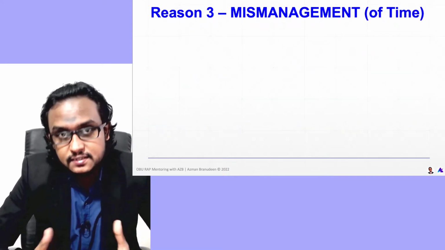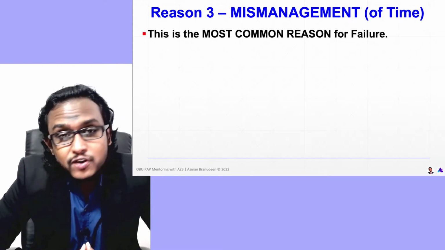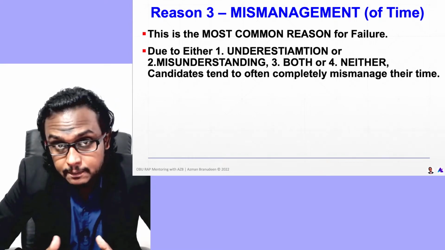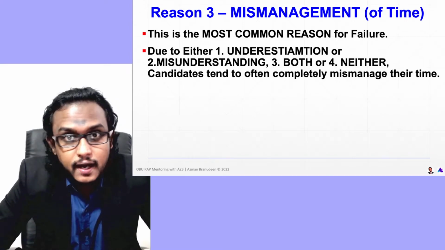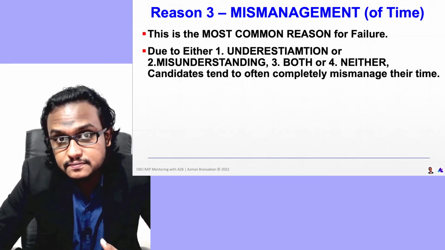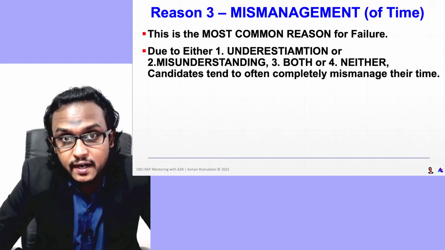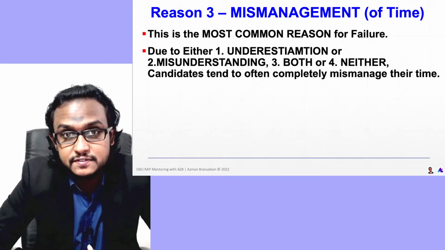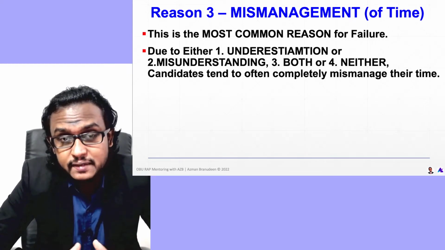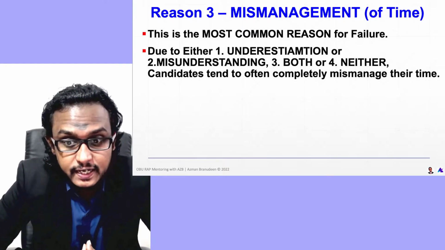The final reason, the third reason, is actually a very straightforward one. It's an easy one, and also the most common reason of failure. This happens due to either one, underestimation, the first point I told you, or two, misunderstanding, or three, both. Some candidates underestimate this project, underestimate the university, and also misunderstand what this whole thing is about. I meet candidates like that all the time, and I have to correct their thinking. I'm hoping that this video will help a lot of candidates like that.